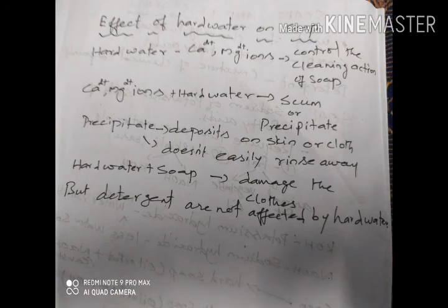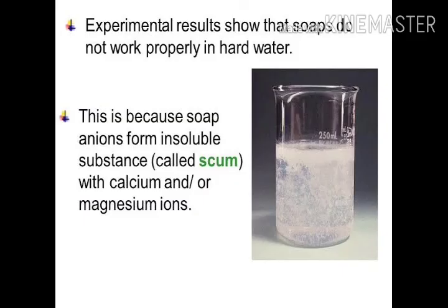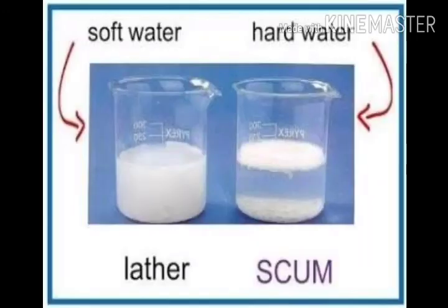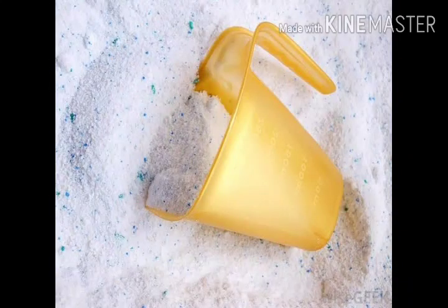Now we are going to see the effect of hard water on soap. Commonly, hard water contains calcium and magnesium ions that limit the cleaning action of soap. These ions combine with soap to form scum, that is a precipitate, a curdy mass. This precipitate deposits on the surface of our skin or clothes and does not easily rinse away. If we use it over time like this, it will damage our clothes. On the other hand, if we use detergent, it will not be affected by hard water.